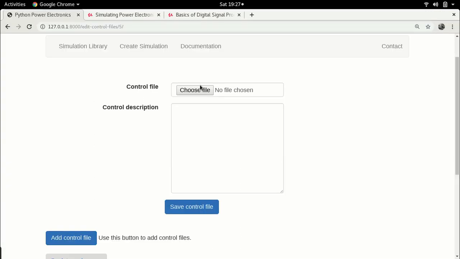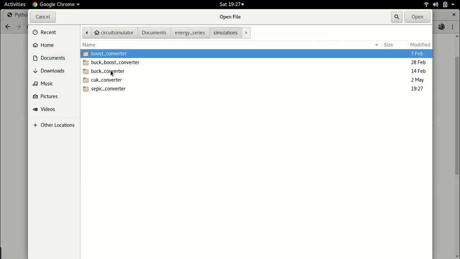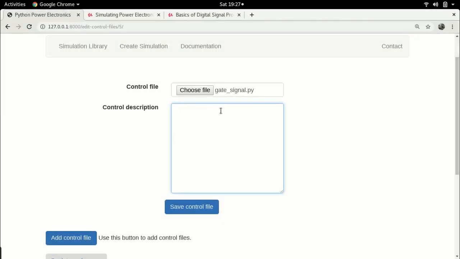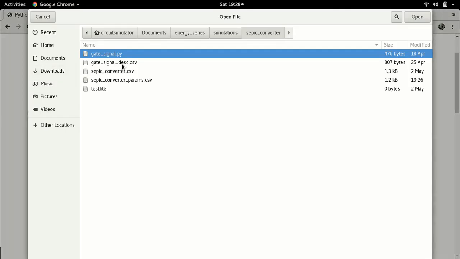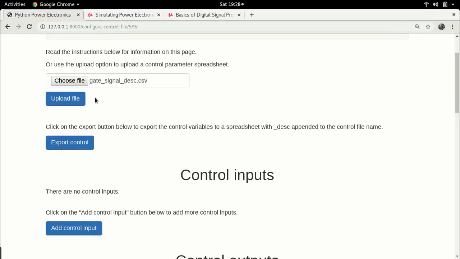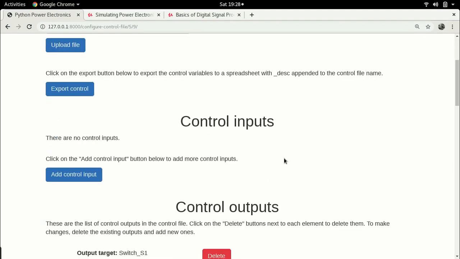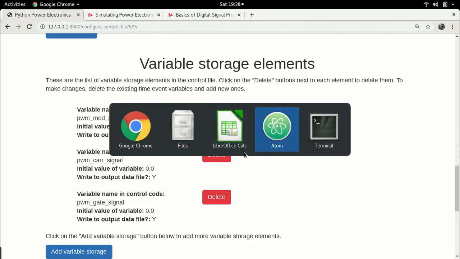So let's keep going and choose this file: Energy series, simulations, SEPIC converter, gate_signal.py. Here, under PWM, write whatever you want, configure the control, choose the file, and choose gate_signal_dsc.csv. Make sure you're in the right directory. With this, we have now chosen the parameters or the control variables for this file. That's what the descriptor file does. We just upload it, and now we get all the control parameters. Very convenient.